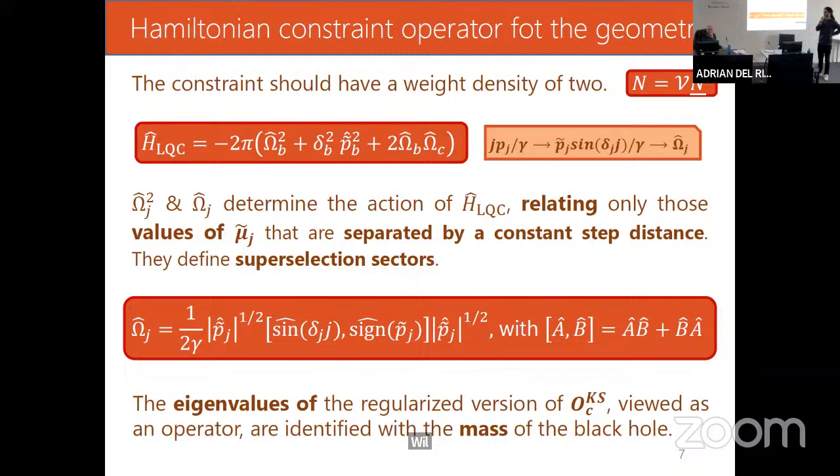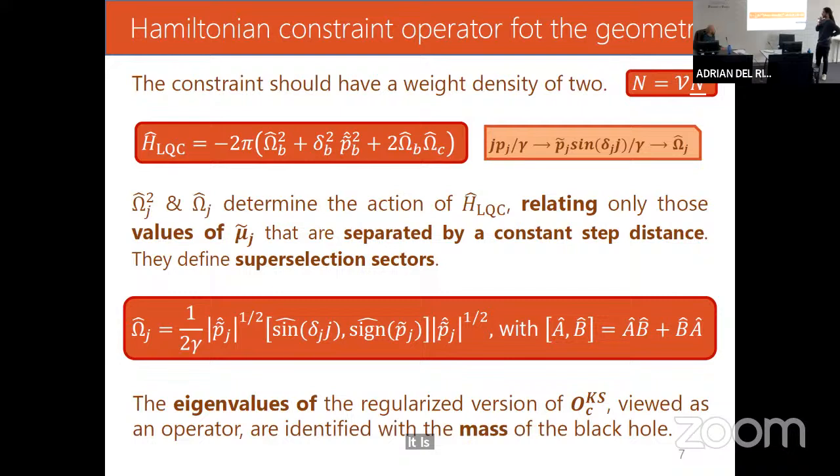From now on, I will restrict my analysis to the geometrical sector of the extended space. And in parallel with previous work in loop quantum gravity, I will change the density weight of the Hamiltonian to 2, which means that the lapse function needs to be redefined as the following. With these considerations, the Hamiltonian constraint operator can be defined as the following. We can see that it is completely determined by the Omega_j squared and Omega_j operators.